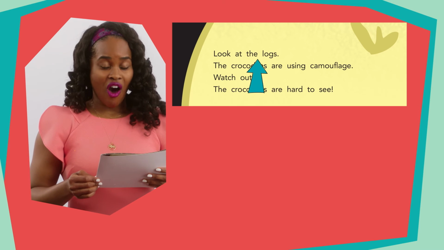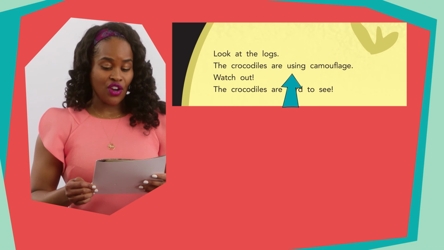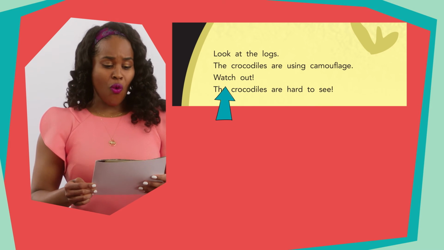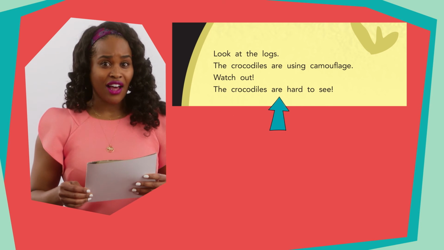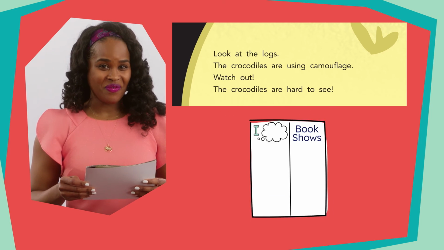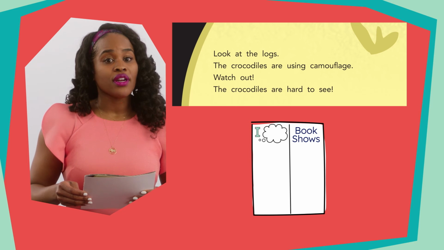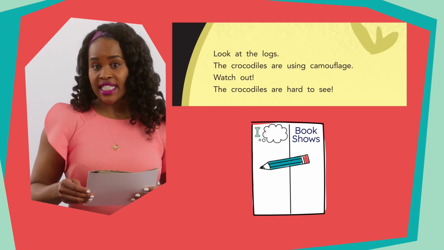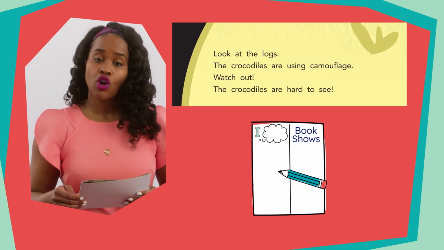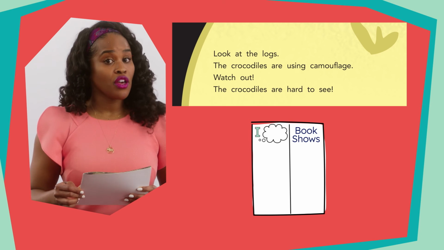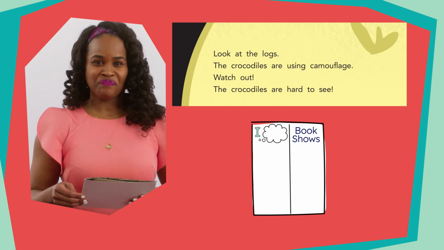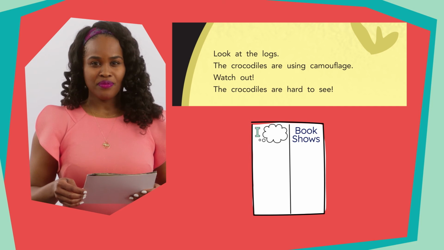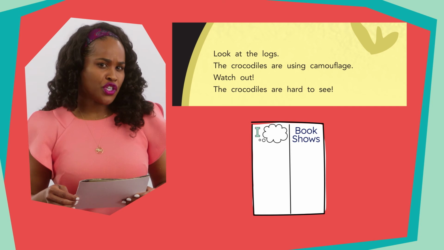Look at the logs. The crocodiles are using camouflage. Watch out! The crocodiles are hard to see. Okay, under the word "I visualize," write down 1 to 2 things that you see in your mind based on what the text says. I'll give you a moment to do that. What's one thing that you visualized?